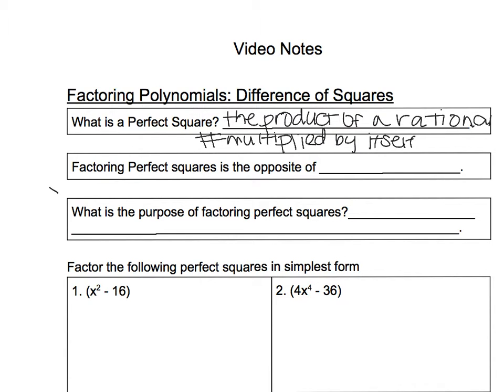Okay, so once you got that done, we'll move on to the next part. So, factoring perfect squares is the opposite of factoring. Okay, next part. What is the purpose of factoring perfect squares? To get the simplest form possible.